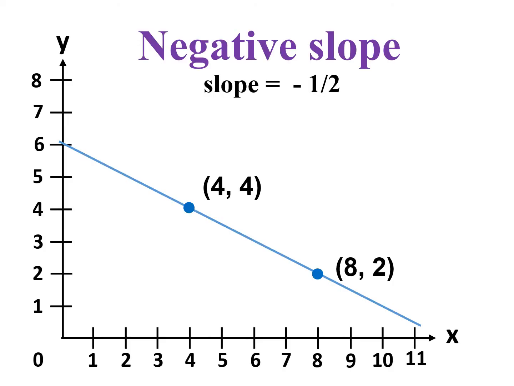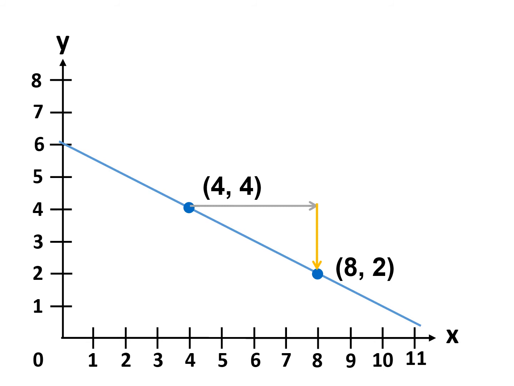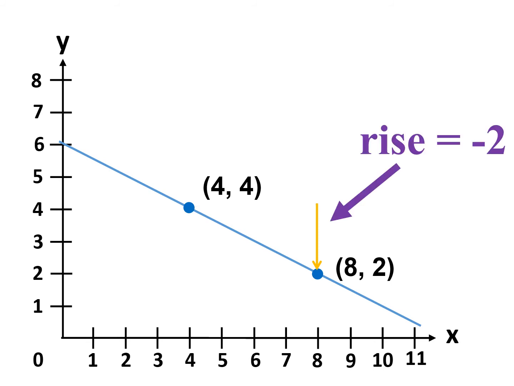As another example, let's see what happens with a line that has a negative slope. As we said before, we can tell the slope is negative because the line goes down as the ant travels from left to right. In this case, we'll say the ant goes from the point on the left, (4, 4), to the point on the right, (8, 2). Here are the rise and the run. The rise is -2. The negative sign means the ant goes down 2 units.